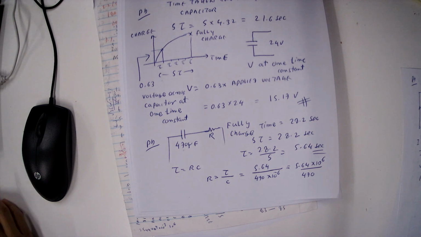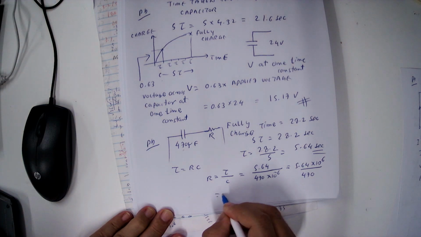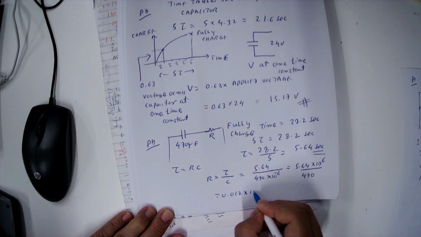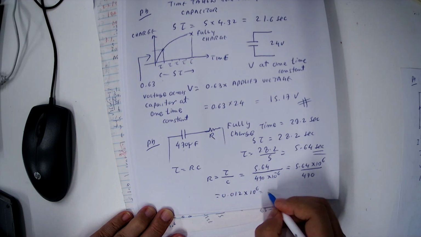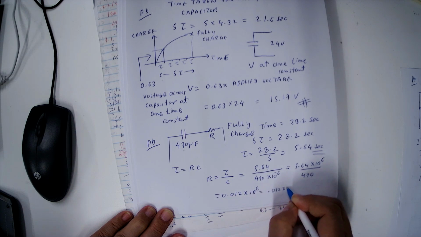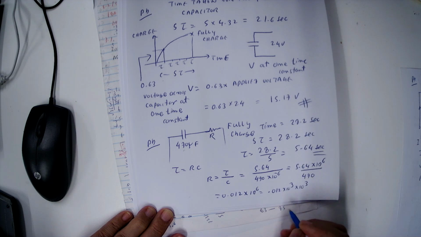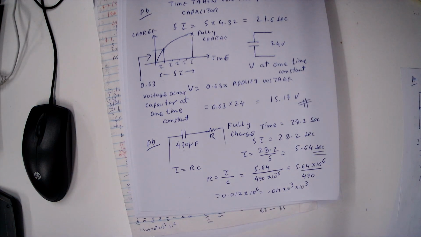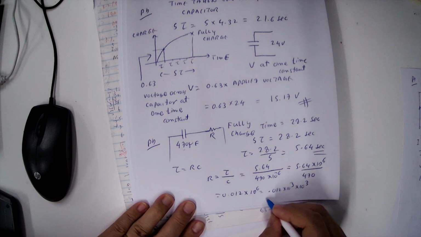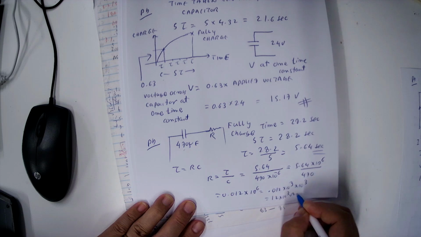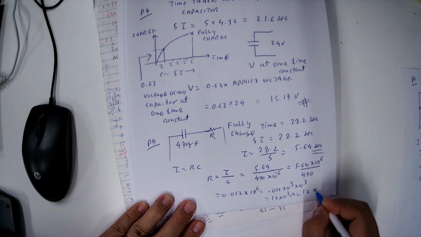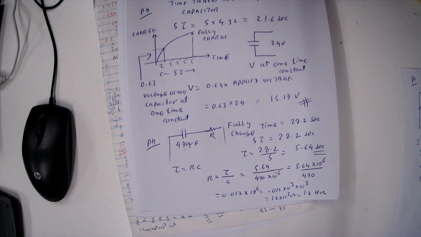So 5.64 divided by 470, you get 0.012 multiplied by 10 power 6. This is 0.012 multiplied by 10 power 3 into 10 power 3. So in this case, 0.012 multiplied by 10 power 3 is 12. 12 into 10 power 3 ohm, or 12 kilo ohm. The resistance value we got is 12 kilo ohm.